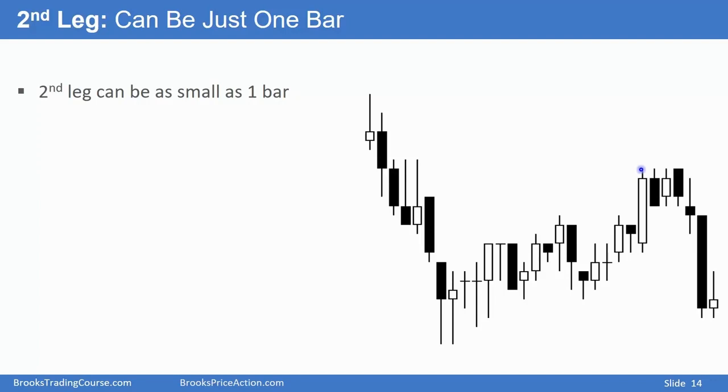Strong enough bull breakout, the market's probably not going to go straight down. Strong enough bull breakout so that there will be some buyers on a reversal attempt and we'll get a second leg up. Again, sometimes the second leg up does not get above the top of the first leg up. And sometimes the second leg up is simply a single bar.